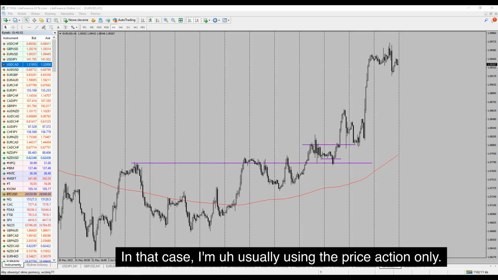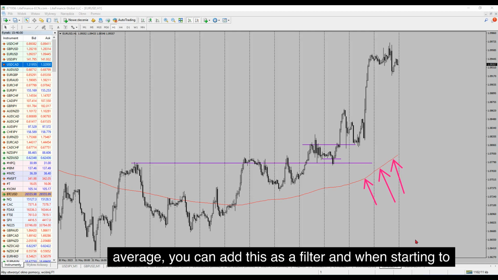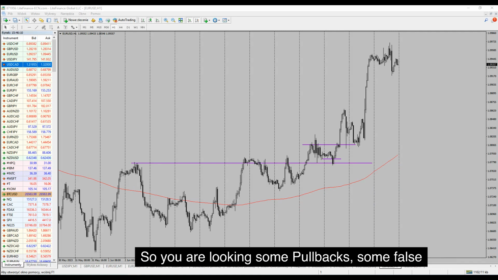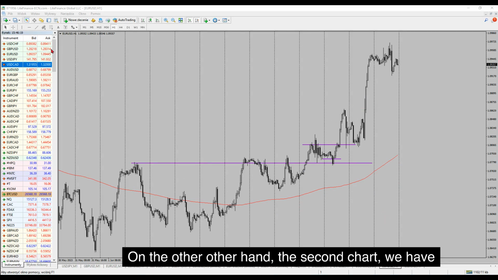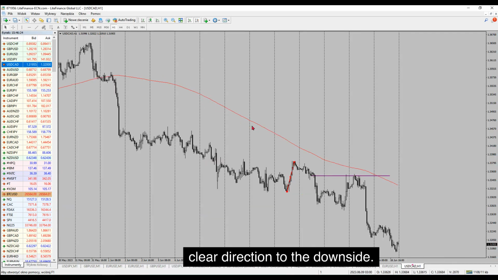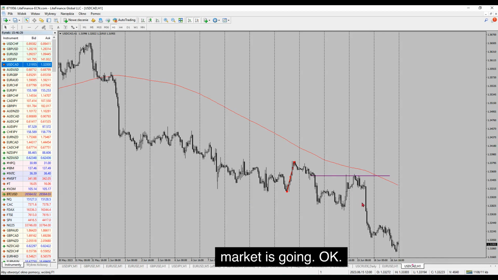In that case, I'm usually using the price action only, but as you can see here we have a 200 hourly moving average. You can add this as a filter, and when it's pointing up, meaning that we are in the uptrend, you are looking for some pullbacks, some false breakdowns as an entry, right? That's the direction to the upside. On the other hand, on the second chart, we have a clear direction to the downside. So point number 1: find the direction where the market is going.